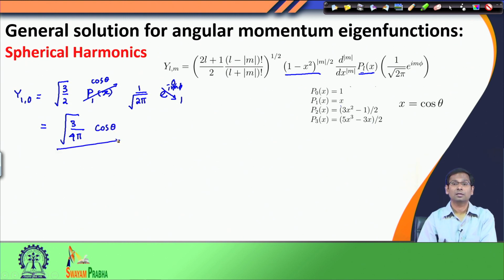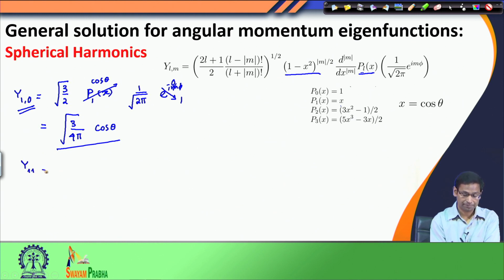So, this is the Y 1 0 function, which is an eigenfunction of the angular momentum operator when L is 1, m is 0. Let us try to do this for Y 1 1. When you do it for Y 1 1, here L is 1 and m is 1.